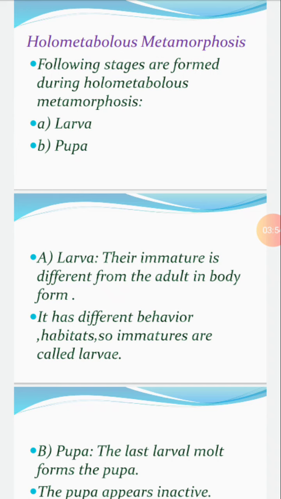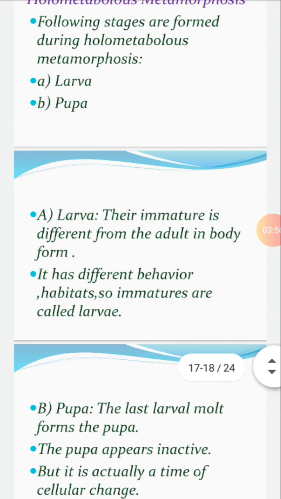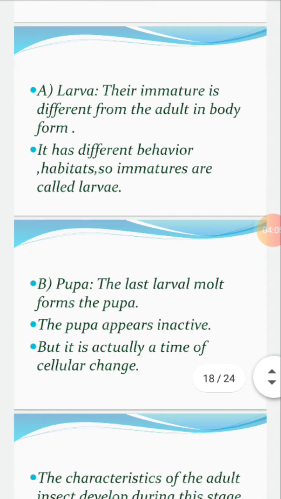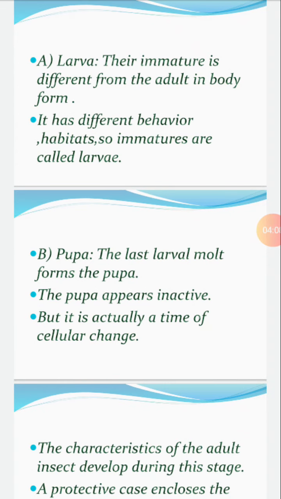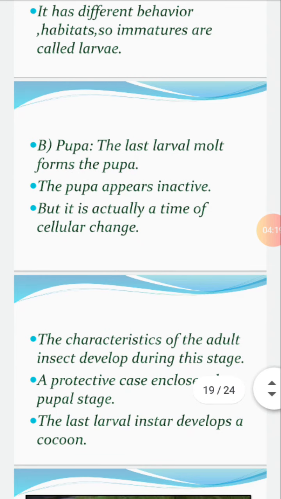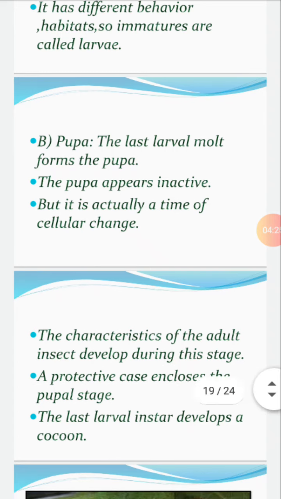Second is pupa. The last larval molt forms the pupa. Pupa appears inactive, but it is actually a time of cellular change. There is a process of change. The characteristics of the adult insects develop during this stage. A protective case encloses the pupal stage. The last larval instar develops a silk protective covering, that is called a cocoon.